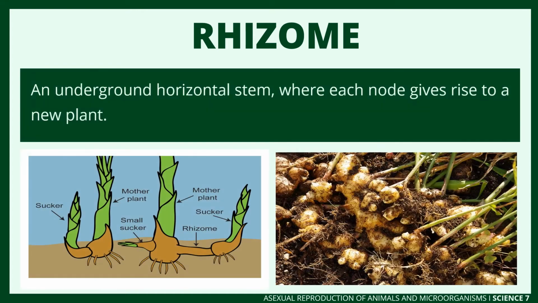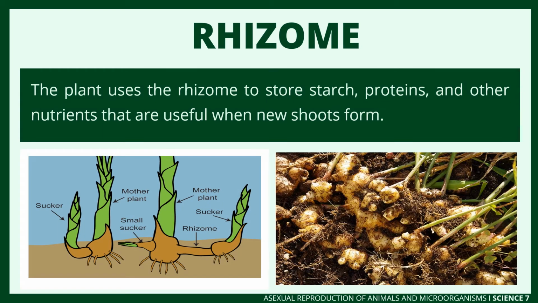Another type of natural vegetative propagation is rhizome. A rhizome is a horizontal underground plant stem capable of producing the shoot and root system of a new plant. The rhizome is used to store starches and proteins and enable new shoots to survive an annual unfavorable season underground. An example of a plant that reproduces through rhizome is ginger.